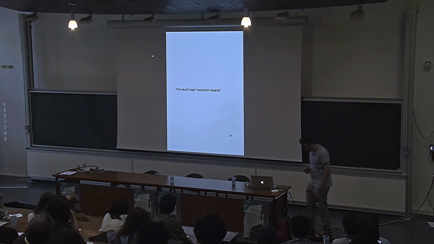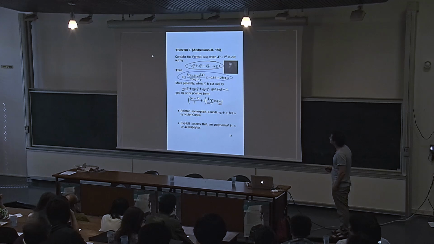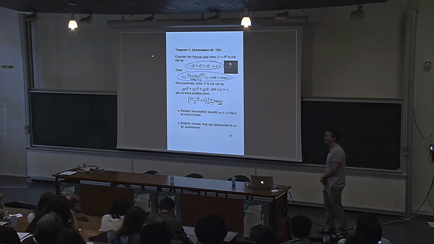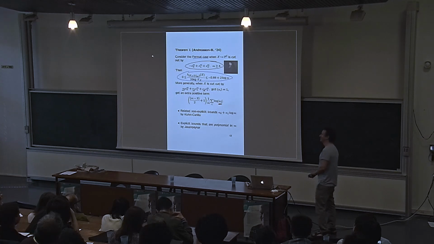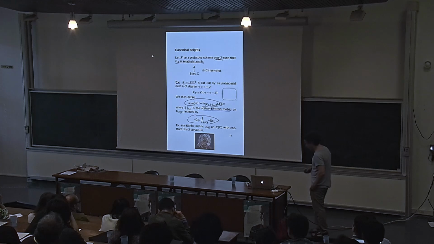Okay, so let me tell you a little bit about the proof. And you wonder, of course, where did this minus 0.88 come from? It's probably the first time I write down a number in a formula where it's not an integer, I guess. Yeah. So the proof uses something we call canonical height.